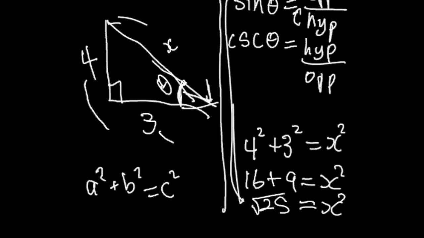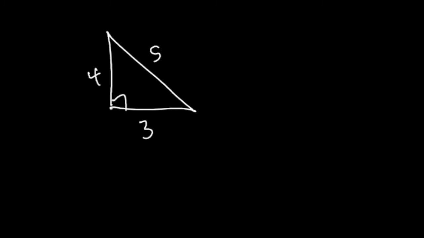Now if we square root both sides, the square root here cancels out, and we have x alone. We do the square root here, and we get a 5. So x equals 5. Now let's rewrite everything again. So we have 3, 4, and 5 now, and this is theta. And we have to write all 6 trigonometric ratios.